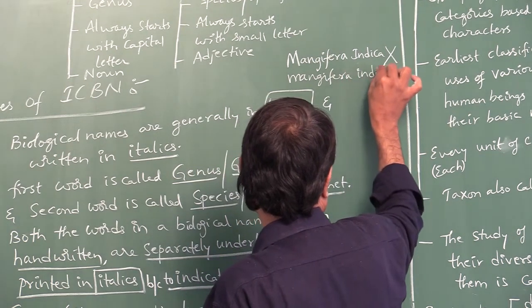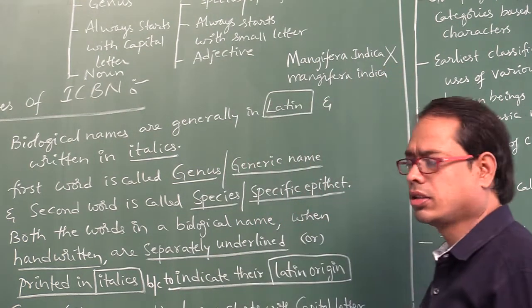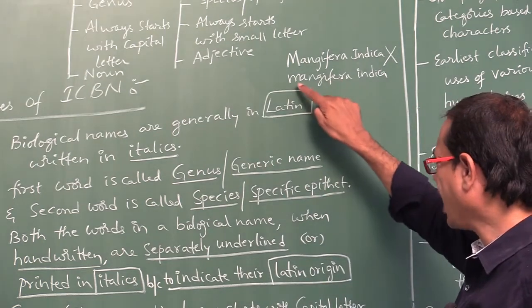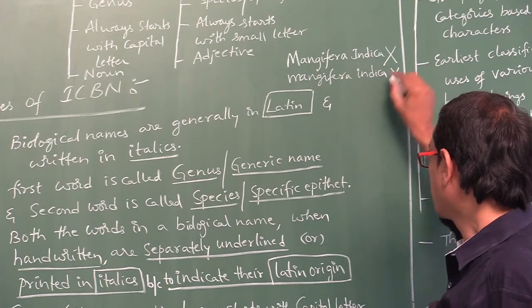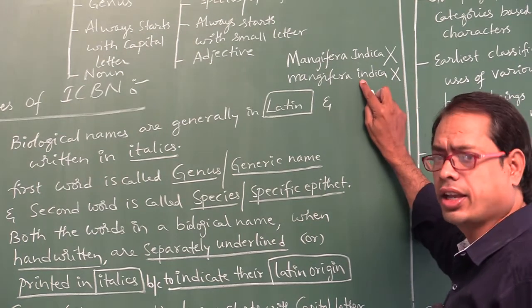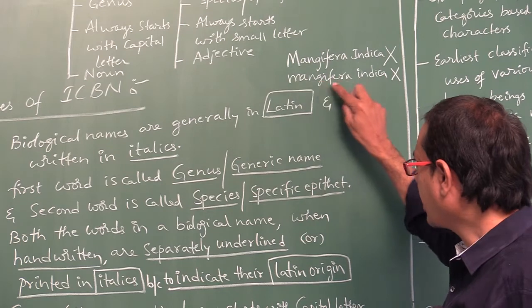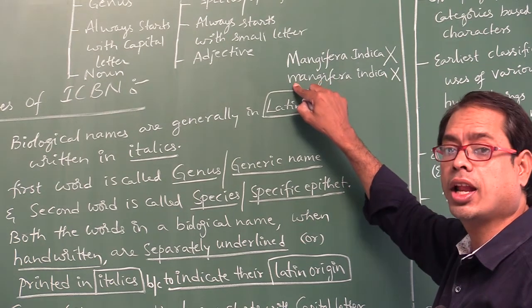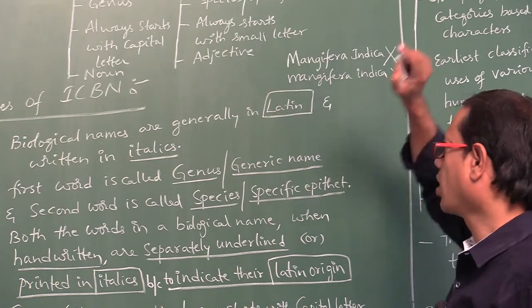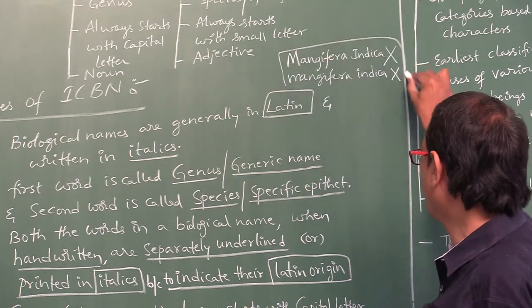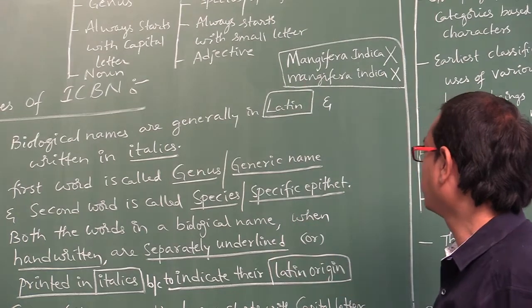Now, mangifera indica: is it right or wrong? The generic name starts with a capital letter, but here it starts with a small letter. The species name starts with a small letter, so that part is correct. But Mangifera should have a capital M, and here I have written a small letter. That's why it is wrong. So these two are wrong.